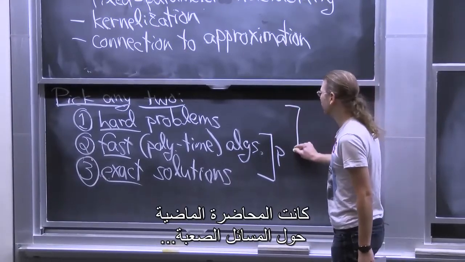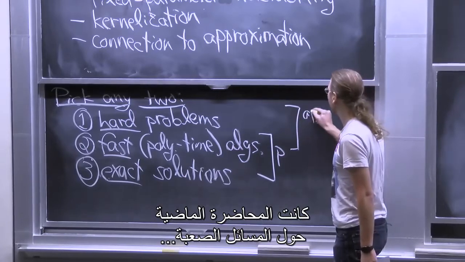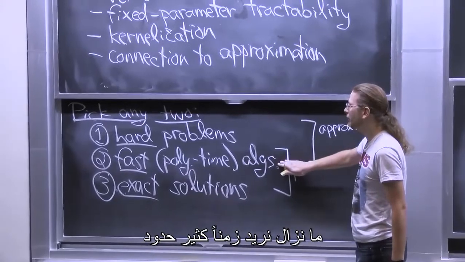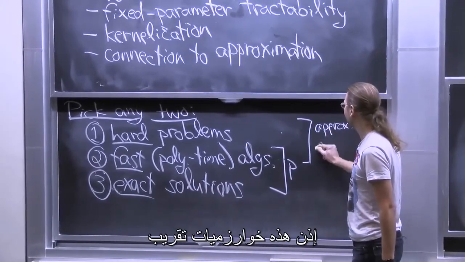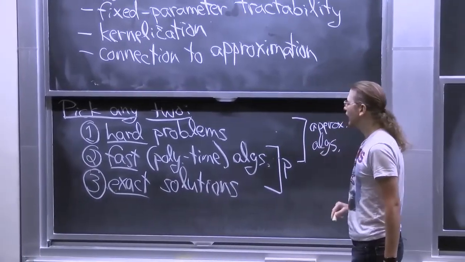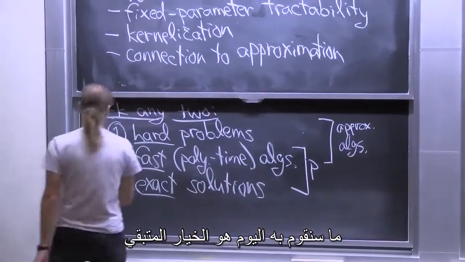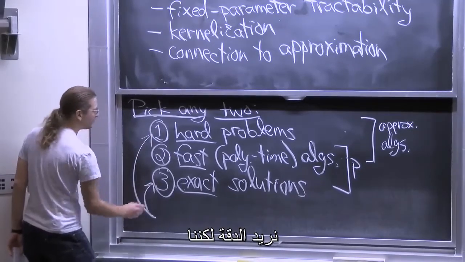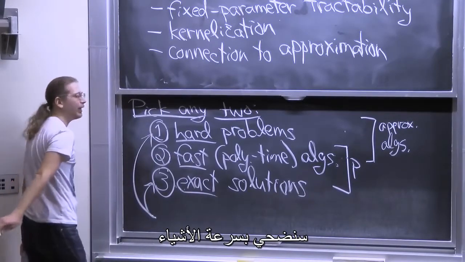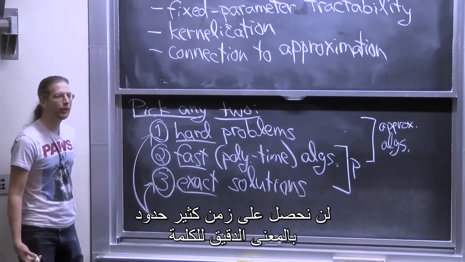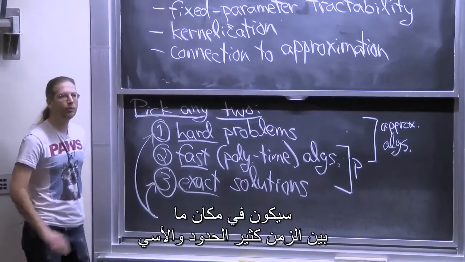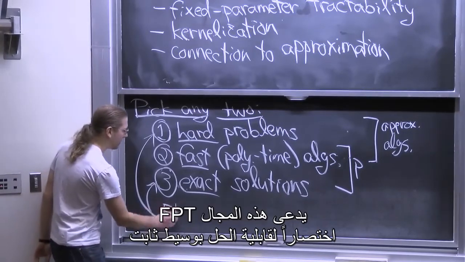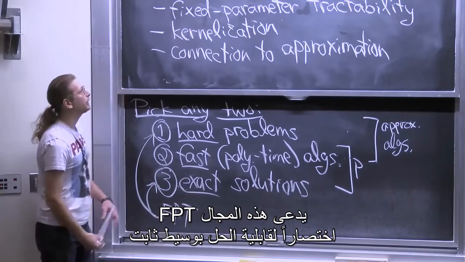Last lecture was about hard problems. We drop exactness. We still want polynomial time. We still want to solve hard problems. So this is approximation algorithms. And what we're doing today is the other combination. So we want exact, but we're going to sacrifice how fast things are. They're not going to be polynomial time in a strict sense, but it's going to be somewhere in between polynomial and exponential. This is an area called FPT, for fixed parameter tractability.